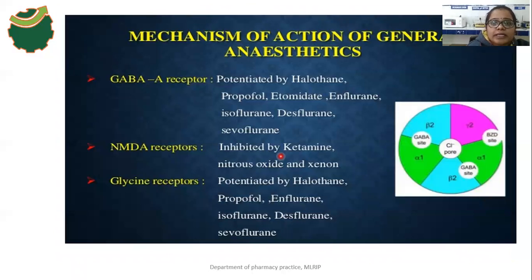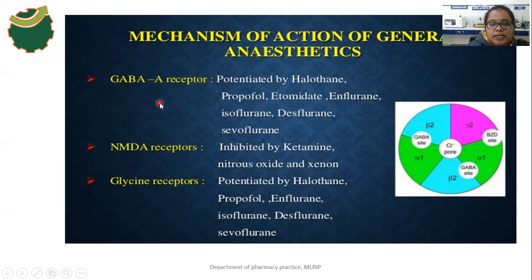And what is the mechanism of action of the general anesthetics? The first one is GABA A receptors. What does GABA mean? Gamma aminobutyric acid. This is an inhibitory neurotransmitter. These inhibitory neurotransmitter receptors are potentiated by what? Halothane, propofol, etomidate, enflurane, isoflurane, desflurane, and sevoflurane.